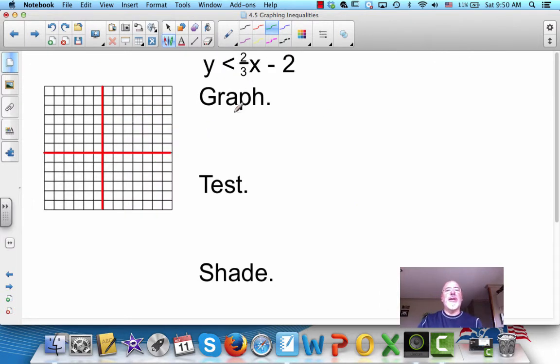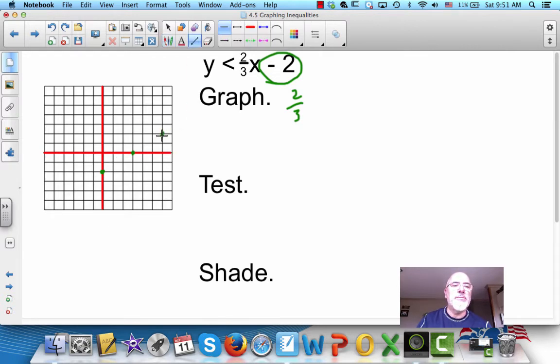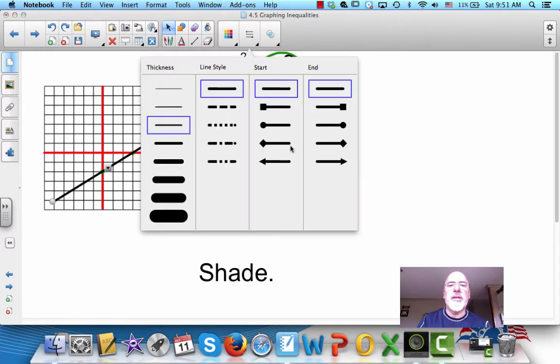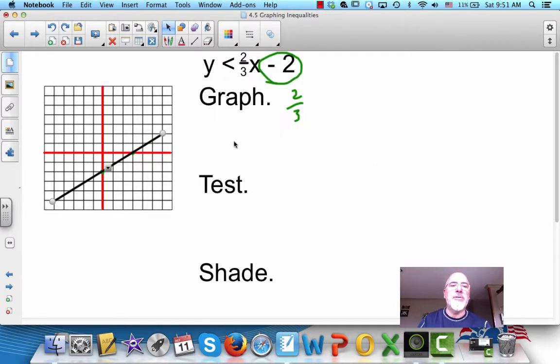Alright, our next one. y is less than 2/3 x minus 2. We're going to graph it. Our y-intercept is negative 2. So we come over here and put our point at negative 2. Our slope is 2 over 3. So we go up 2, right 1, 2, 3. Up 2, over 1, 2, 3. And we can draw our line. And we put our arrows on each side of the line to indicate it goes on forever.